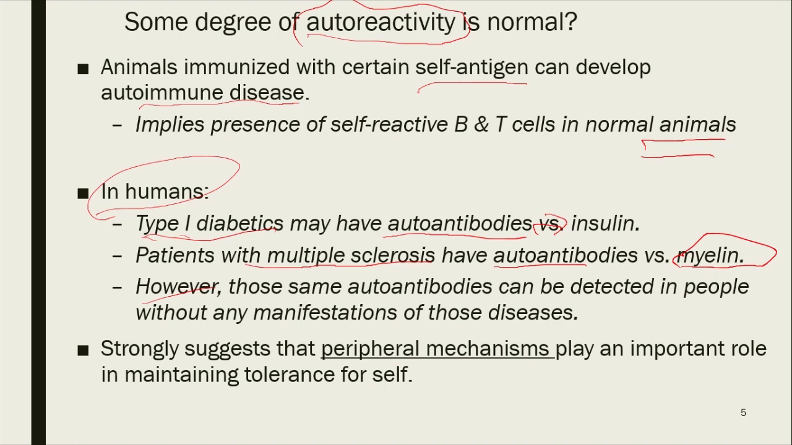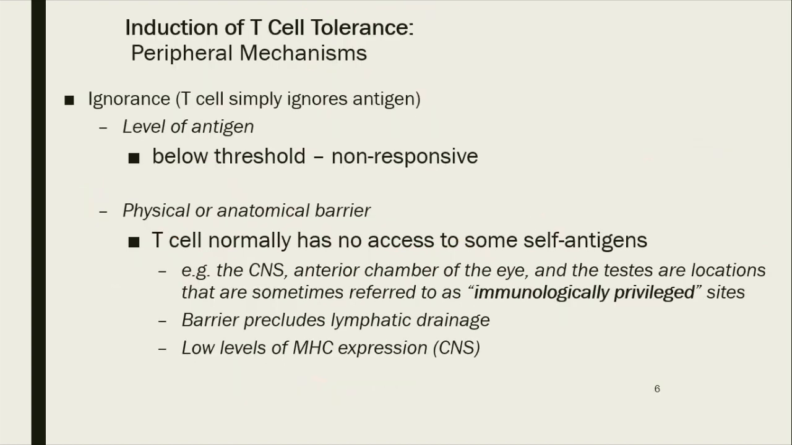Okay. Now, however, some of these autoantibodies can be detected in people without any manifestations of these diseases. So, in some way, it suggests that there are some other mechanisms that play a role to maintain tolerance for ourselves. Okay, so during the development process, there is self-recognition, self-reactivity, to a small degree, but there must be something else beyond the development, the so-called peripheral mechanisms, that can help protect us from being attacked by ourselves.